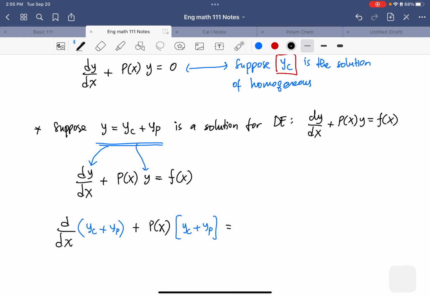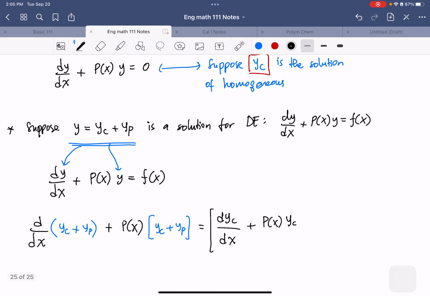So we will have dyc/dx, dyp/dx, and we have p(x) yc, p(x) yp. Let's just separate them and then group yc and yp together. So the first is dyc/dx plus p(x) yc, plus dyp/dx plus p(x) yp.